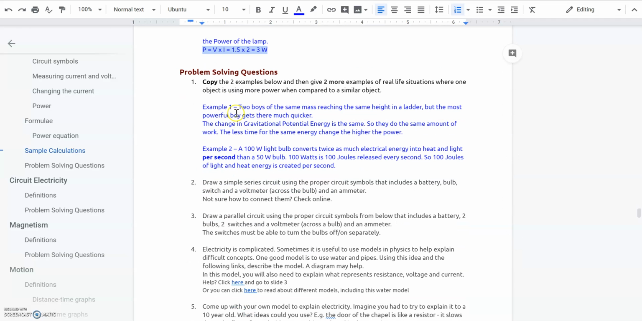Just going to talk briefly about the problem-solving questions. Remember, you need to have a go at these. I'm not going to give you the answers, but I'll guide you in the right direction.